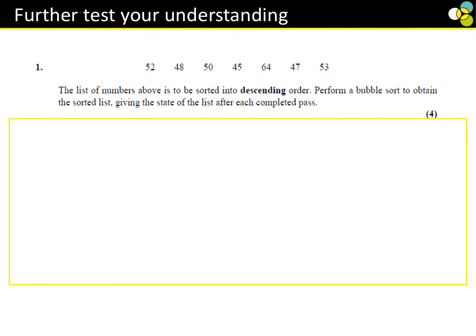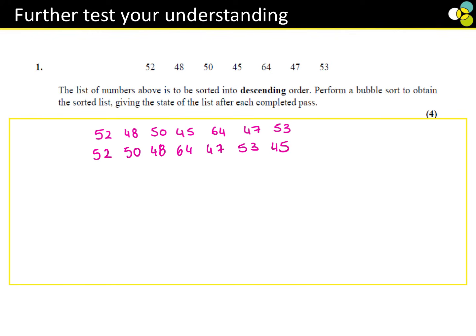Remember to write first pass, second pass, etc. Sort, complete, all of that. 4 minutes. So we should always start with the list, write it out again. Okay, now think about our first pass. 52 and 48. Would we change them? No, because 52 is bigger. 48 and 50, yes we would. 48 and 45, we would stay the same. 45 and 64, that would change. 45 and 47 would also change. And 45 and 53 would also change.